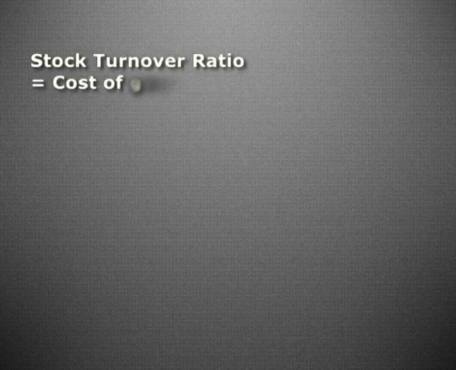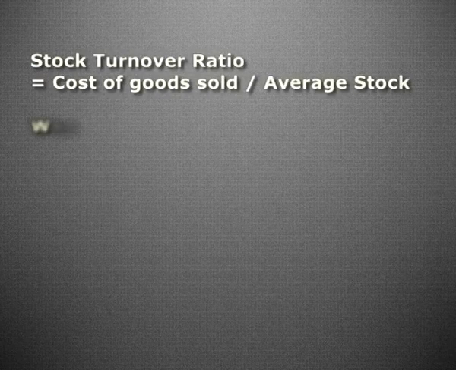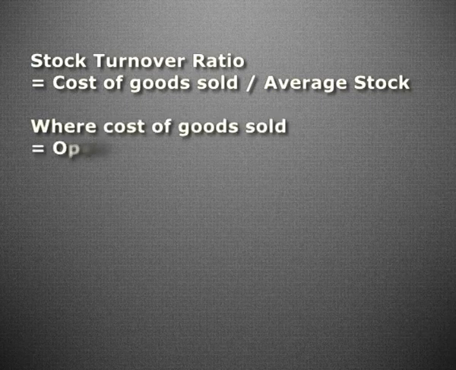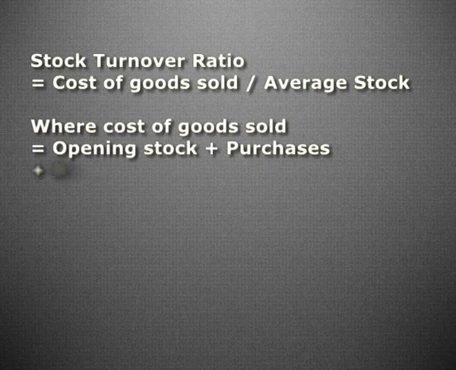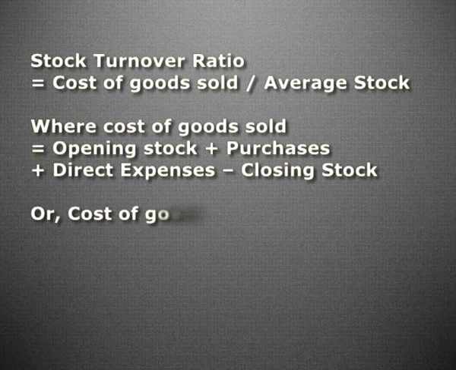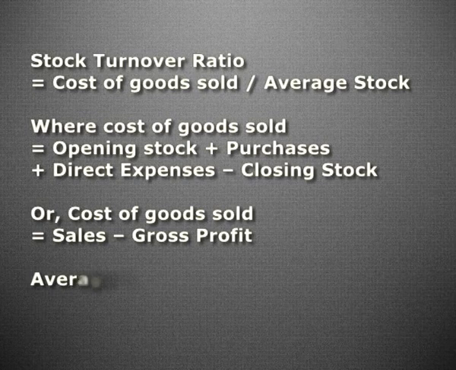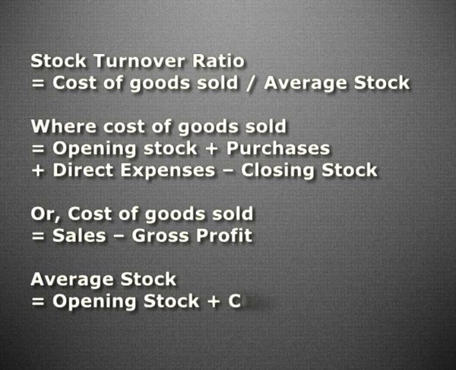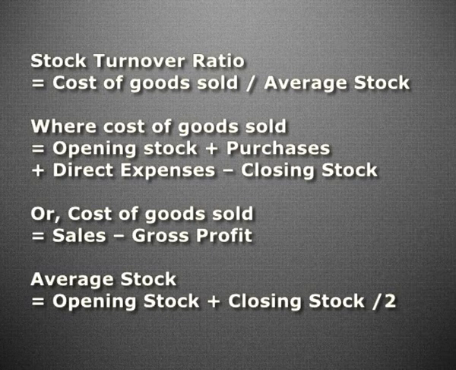The ratio is calculated as follows. Stock turnover ratio is equal to cost of goods sold divided by average stock, where cost of goods sold is equal to opening stock plus purchases plus direct expenses minus closing stock, or cost of goods sold is equal to sales minus gross profit. Average stock is equal to opening stock plus closing stock divided by 2.